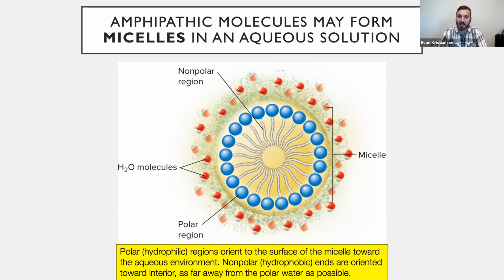And what will happen is if you add amphipathic molecules to water or to some polar substance, they will face so that all of their polar regions are facing out and all of their non-polar regions are facing in. This is the most energetically favorable because the polar hydrophilic areas get to interact with the water and the non-polar, non-hydrophilic, in fact hydrophobic areas get to interact with each other. And this forms a structure called a micelle. A micelle is a circular sort of ball-shaped structure that allows this energetically favorable arrangement of amphipathic molecules.